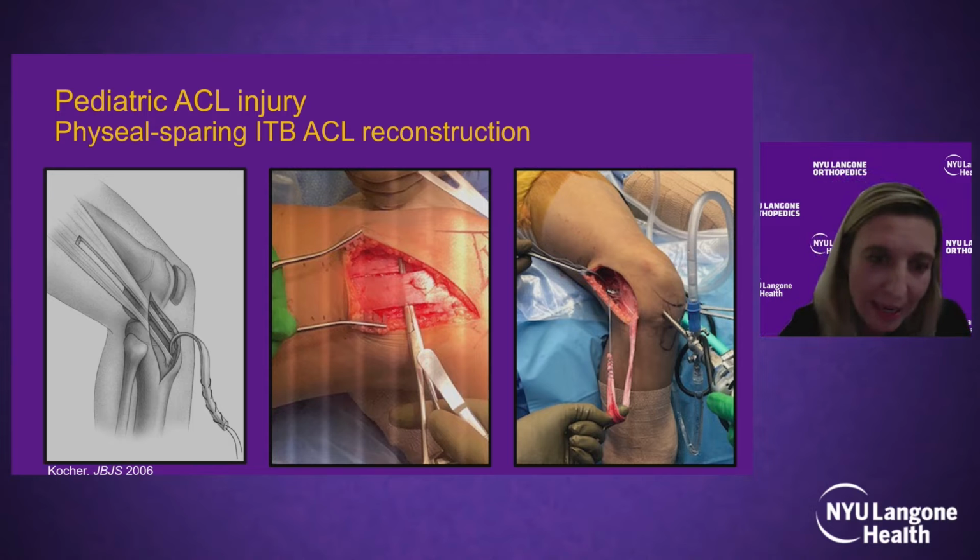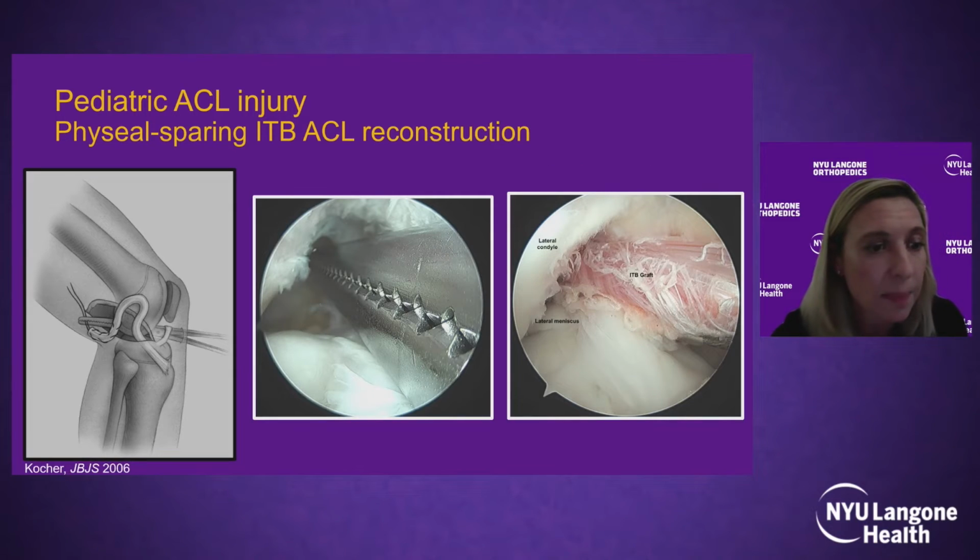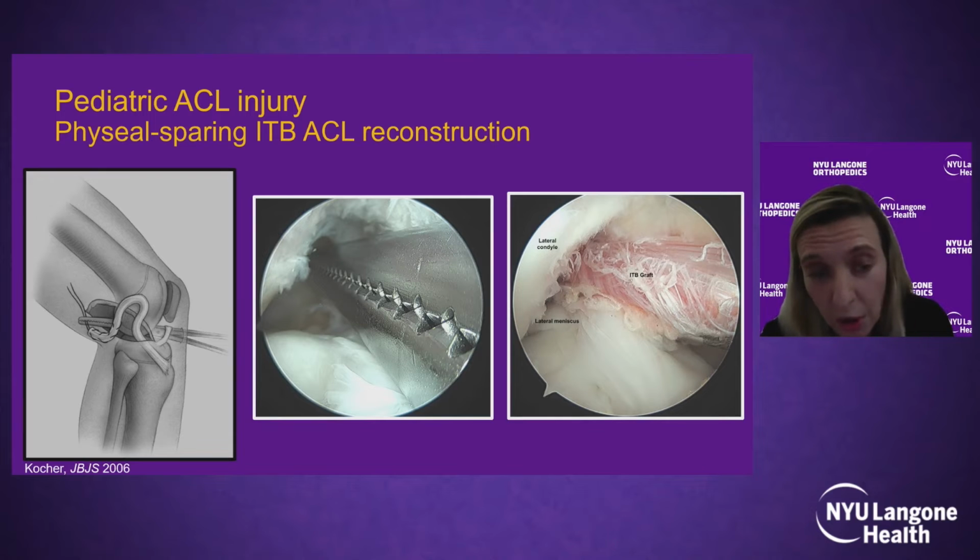But what we're looking at here is the IT band, once it's been harvested and then whip stitched at one end, left attached at Gerdy's tubercle distally. The next step is arthroscopic.